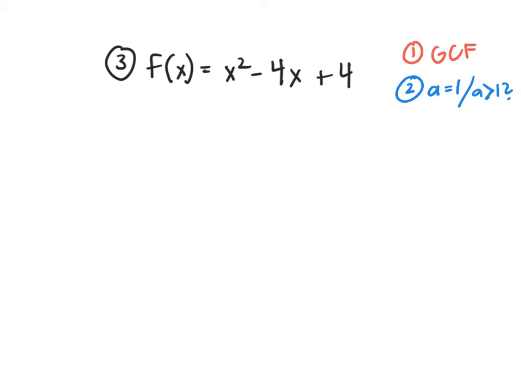So for this one, I notice I can't take an x out because the 4 doesn't have an x. I have a 1 in front of x squared, so there's not a number I can take out of each of these that's bigger than 1. Remember, if I have a quadratic function, it's like ax squared plus bx plus c. So for this one, my a value equals 1, and that tells me I can use the x method.